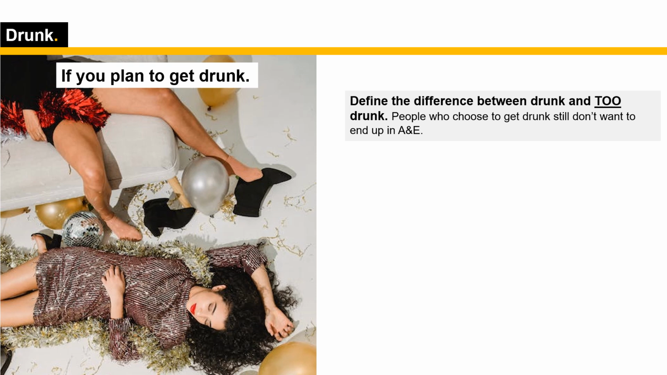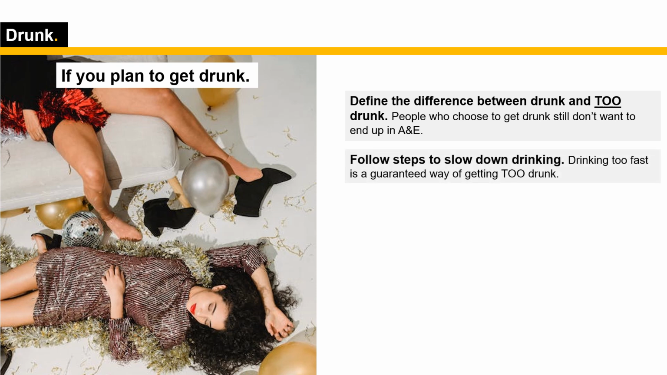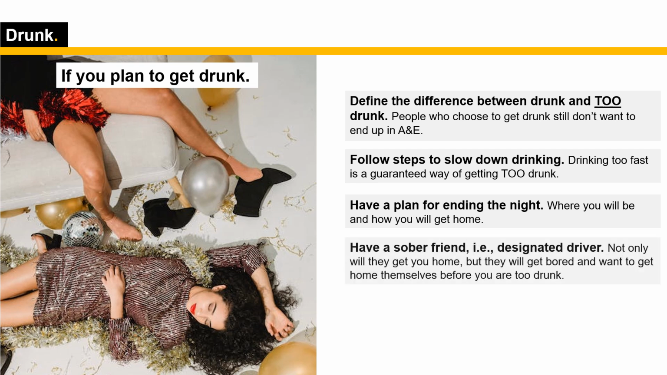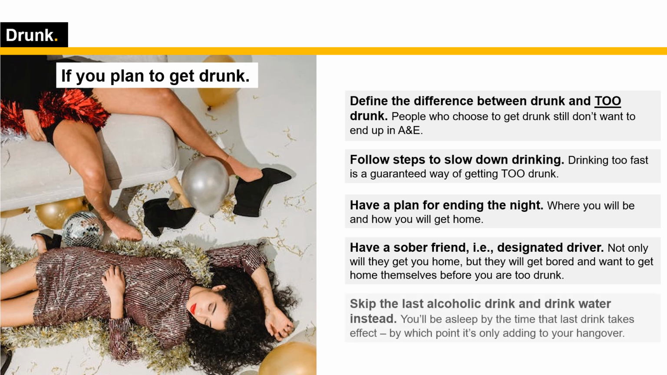Ending up in A&E is probably too drunk. We'll talk about slowing down your drinking again. If you drink too fast, it's almost guaranteed that you are going to drink too much. We'll talk about having a plan for ending the night. This is about how you get home and where you're going to finish your evening. A sober friend can be really useful for this because they'll keep you safe, but also they'll get bored when they're around lots of drunk people, so they'll probably call time before it all gets out of hand.